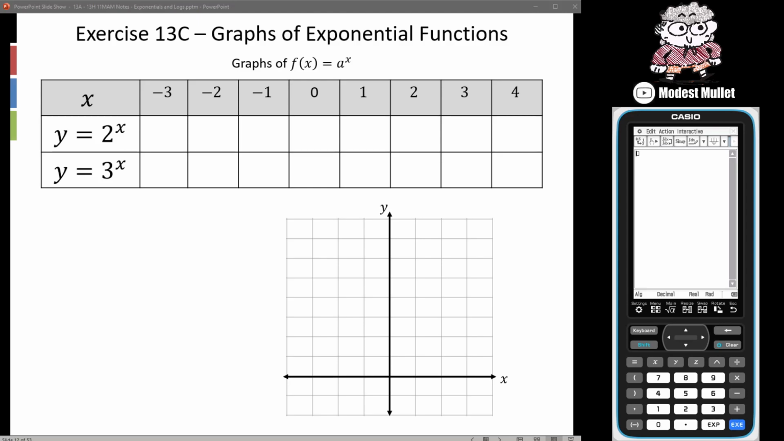In this video we are going to look at graphing exponential functions. So our goal is exactly that. Our learning intention is to be able to graph something of the form f of x is equal to a to the power of x.